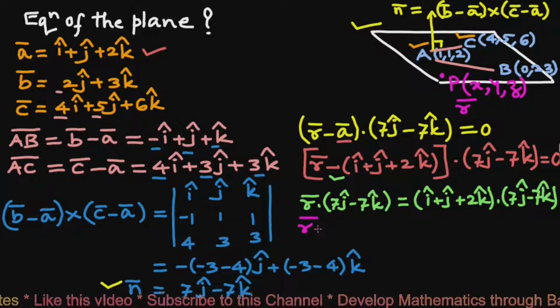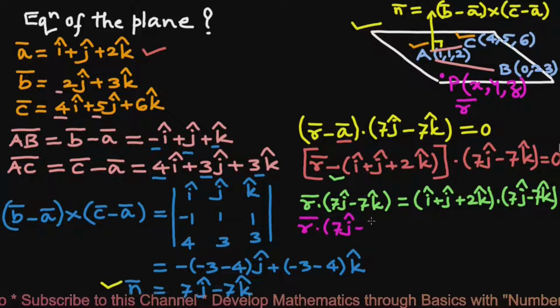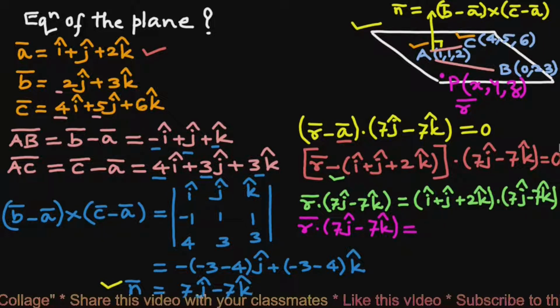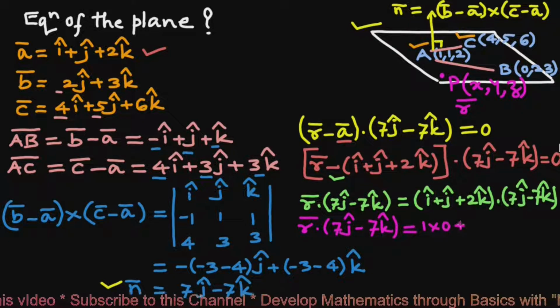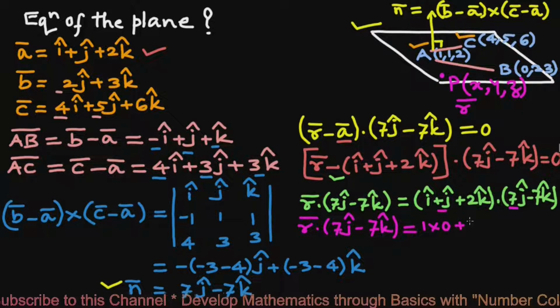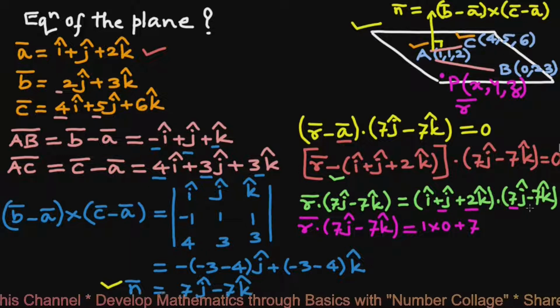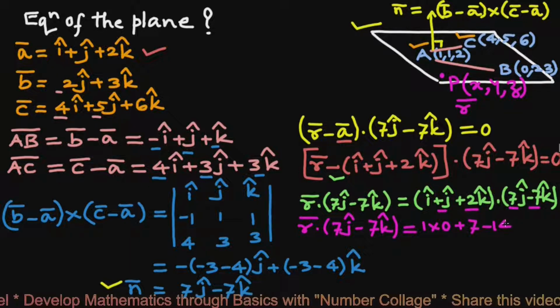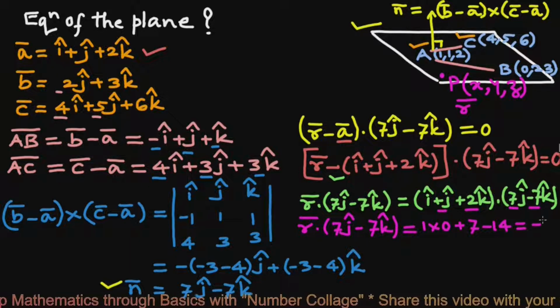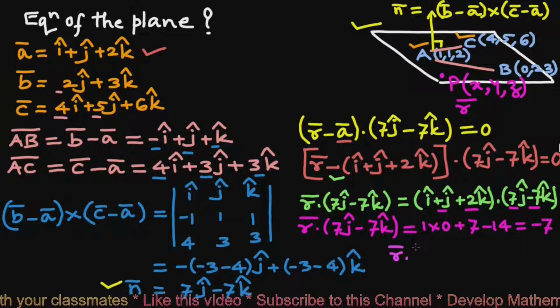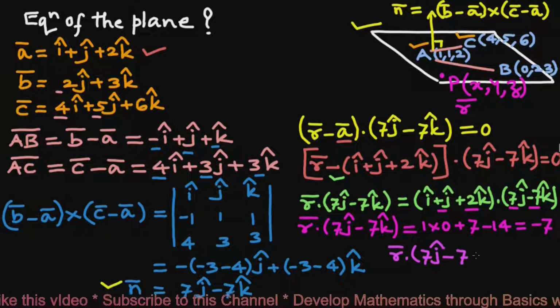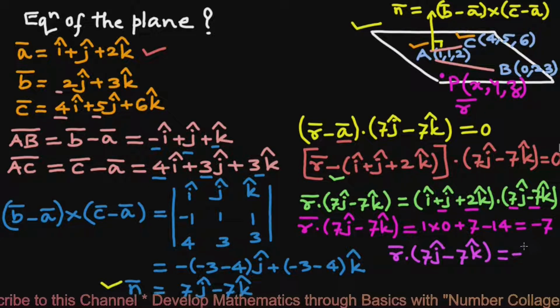That will be r bar dot 7j cap minus 7k cap equals, the dot product will be 1 multiplied by 0 plus 1 multiplied by 7, that is 7, 2 multiplied by minus 7, minus 14, so that will be minus 7. So our required equation will be r bar dot 7j cap minus 7k cap equals minus 7.